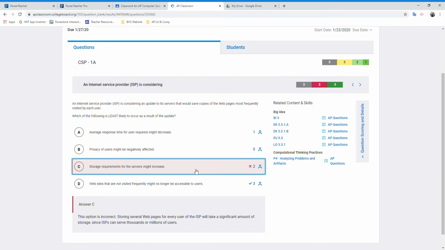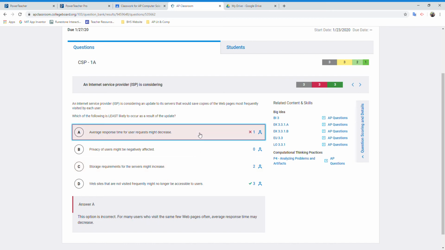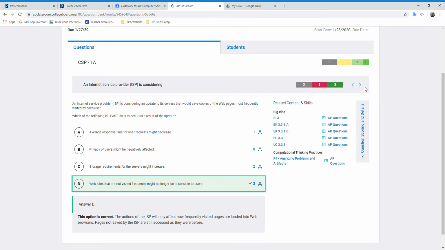Storage requirements for the servers might increase. Those change all the time. Average response time for user requests might decrease. Again, it's something that's highly variable out there. So those are more likely to increase than suddenly a website just disappearing.